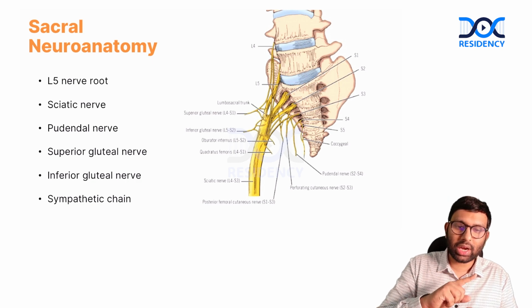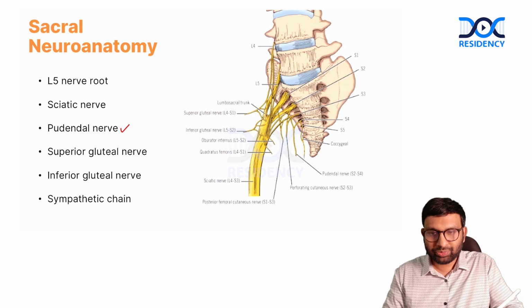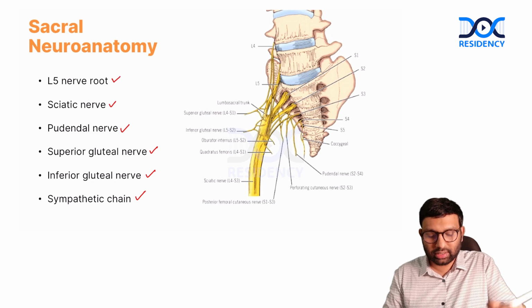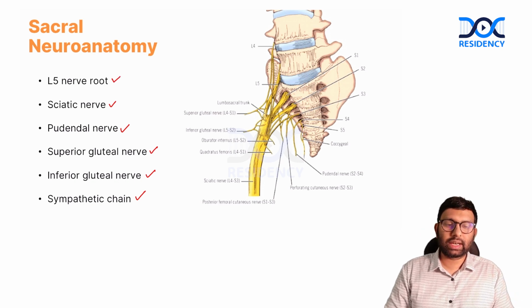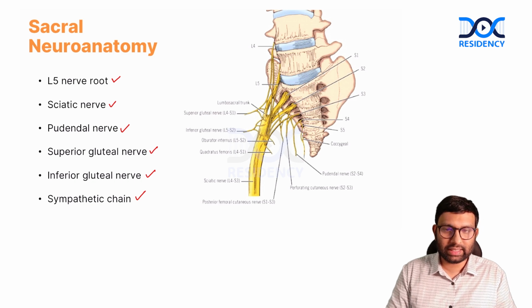Another is you might have a sciatic nerve injury, which runs in very close proximity. Then you have pudendal nerve, superior gluteal nerve, inferior gluteal nerve, and also the sympathetic chain can get injured. So these are the 6 nerves that you have to understand, and whenever you see neurological deficits, you always have to correlate for all of these nerves and their examination.